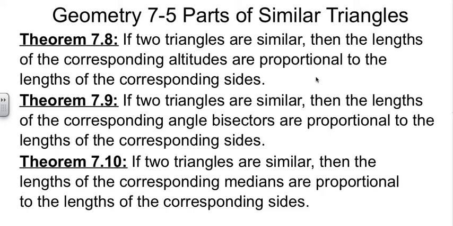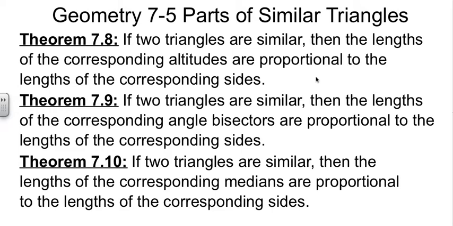This is Geometry, Chapter 7, Section 5, in which we will study parts of similar triangles. The idea here is we've already found similar triangles. We know how to determine if we have similar triangles. We know how to get the ratios that show the scale factor between similar triangles.